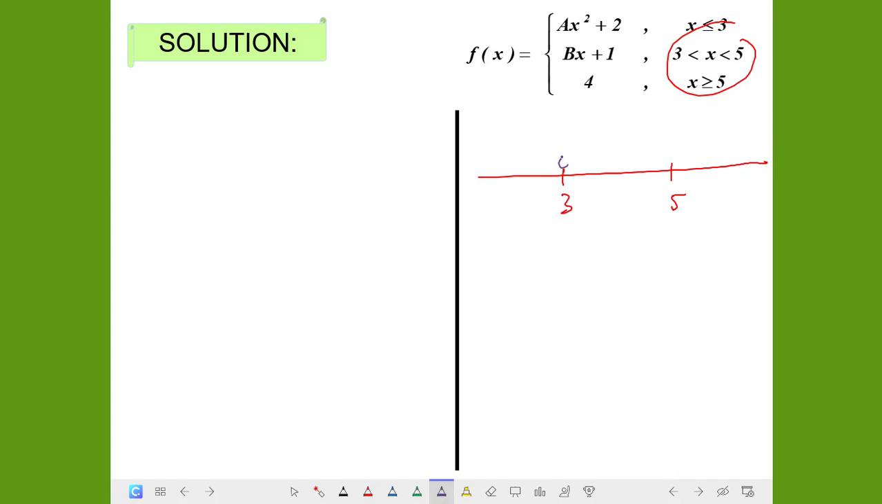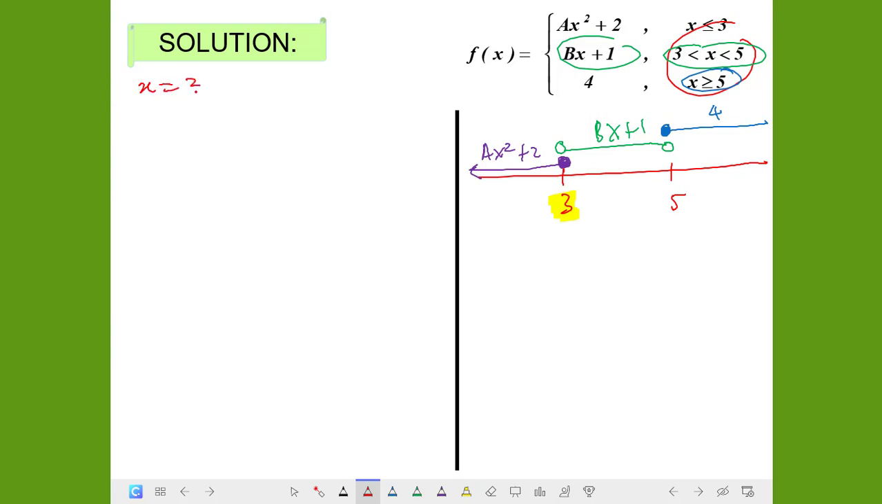For x less than or equal to 3, equal included, this function is ax squared plus 2. For x between 3 and 5, not included, this function is bx plus 1. And when x is more than or equal to 5, included, f(x) is equal to 4. I write in different levels. Now discuss when x is equal to 3.